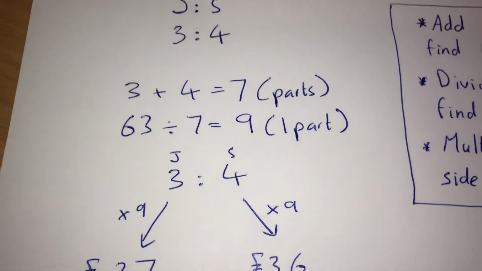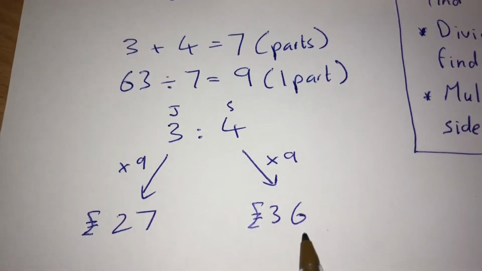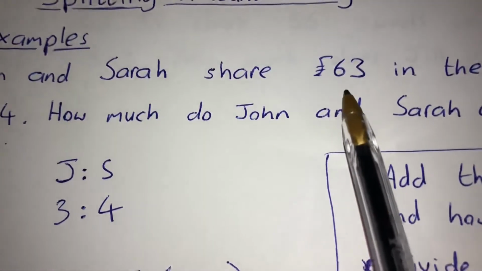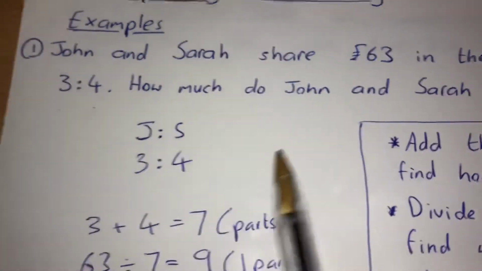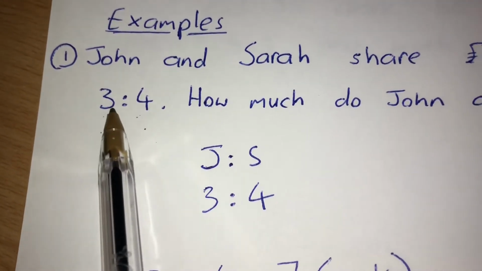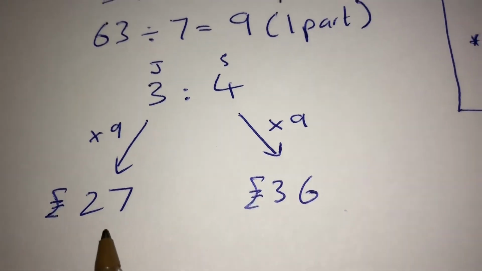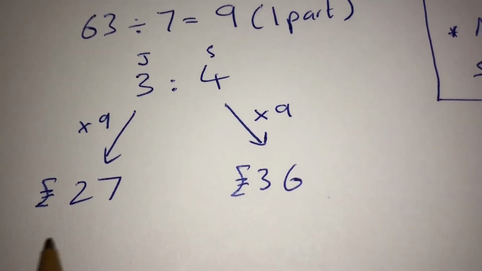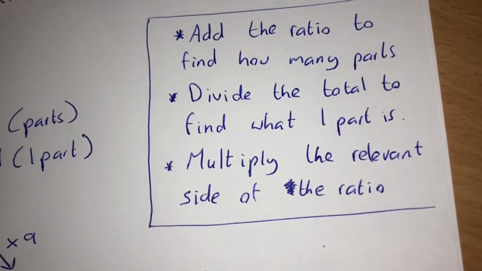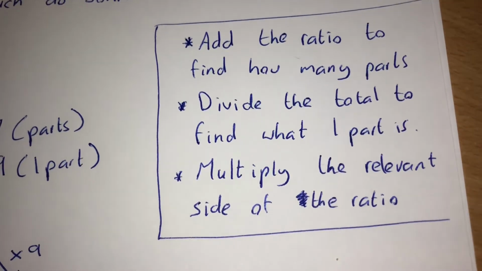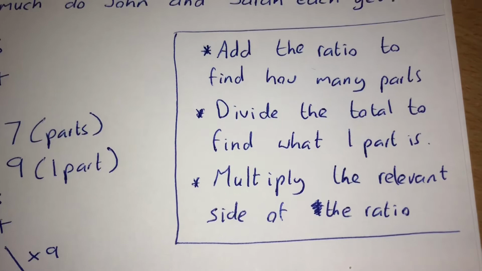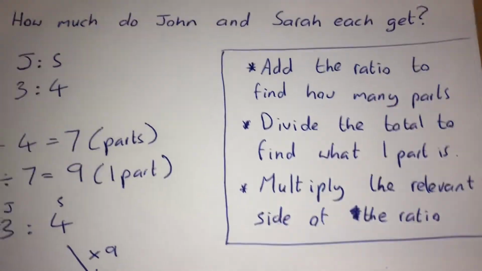And I know that's correct because if I add both 27 and 36, the amounts of money that they get, it gives me the original total of £63. And it makes sense because in a ratio of 3 to 4, the 4 parts is obviously more than the 3 parts. Sarah is getting more than John. She's getting 1 part more, so she has £9 more than John. So these are the basic steps that we follow, and we'll look at another wee example. We add the ratio together, we divide the total, and then we multiply the relevant side of the ratio.